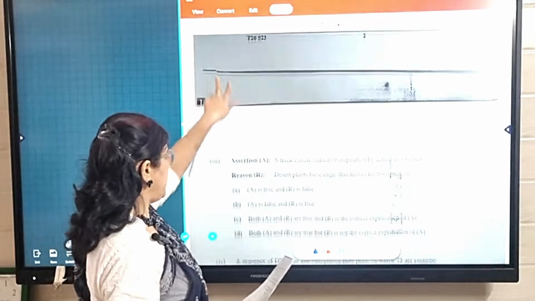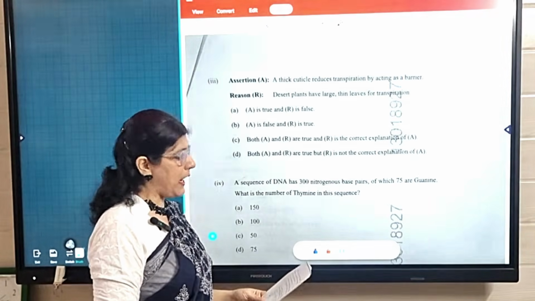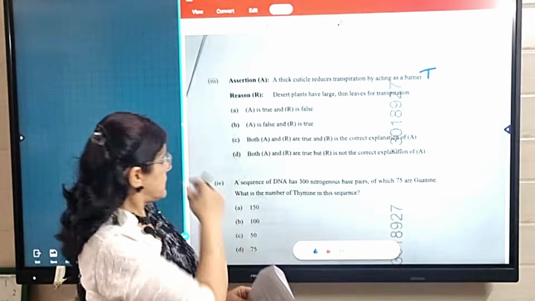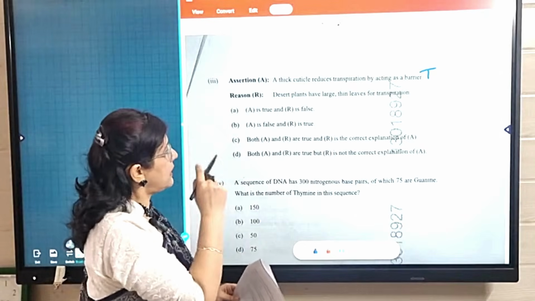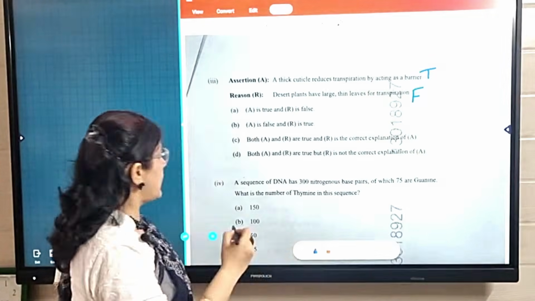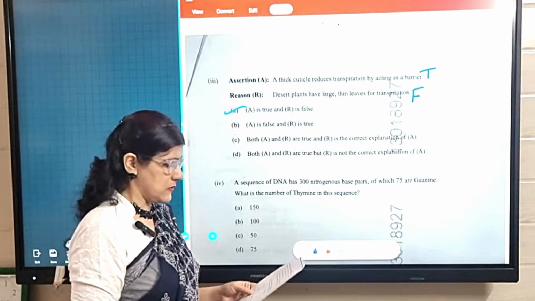In the third part, the assertion is a thick cuticle reduces transpiration by acting as a barrier, which is a true statement. Next is desert plants have large thin leaves for transpiration. We all know this statement is false. So A is true and R is false. Option A is correct in this case.